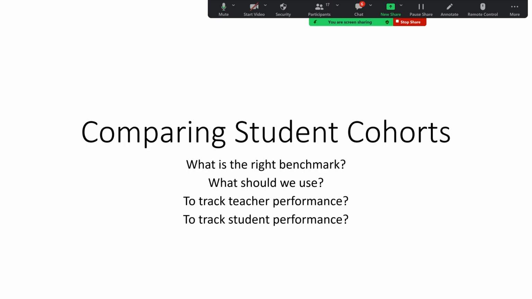Student cohorts. I have 5 sections for ITC. How do I compare performance across those 5 sections? And then what is the right benchmark that we should use when we look at student cohorts? What should we use if we want to track student performance? What should we use when we want to track teacher performance? What is the most relevant, the appropriate benchmark?